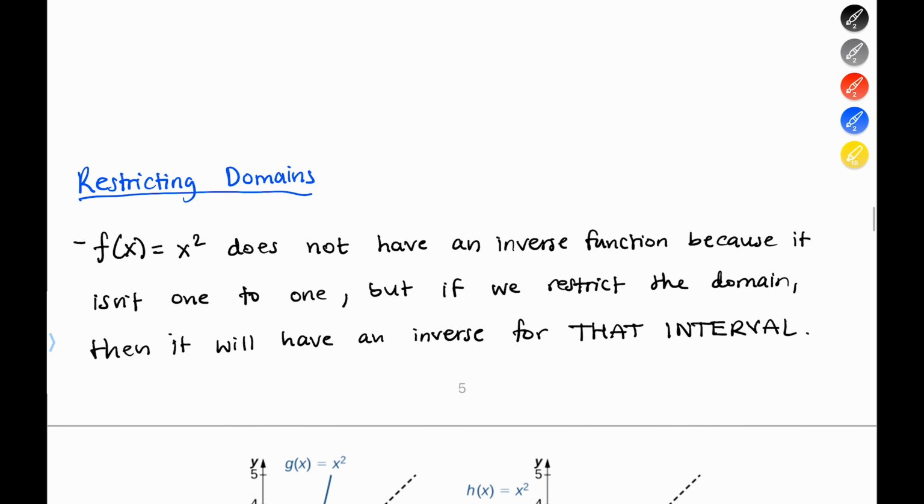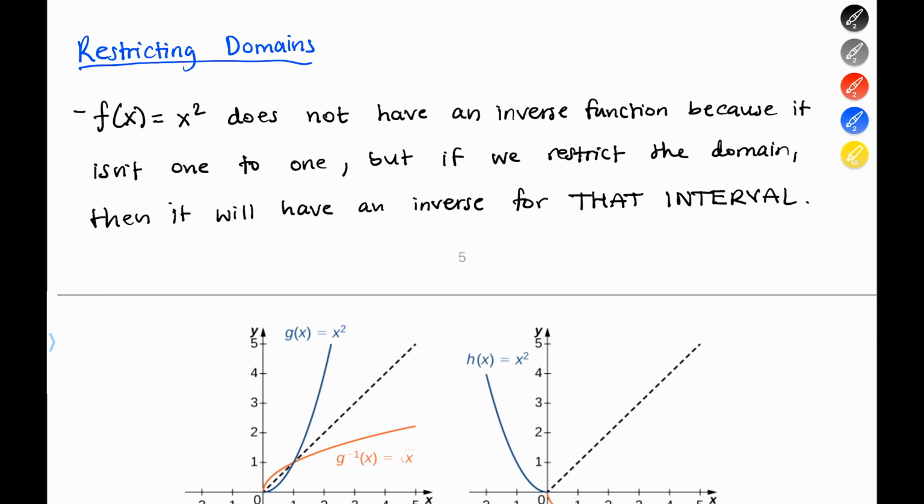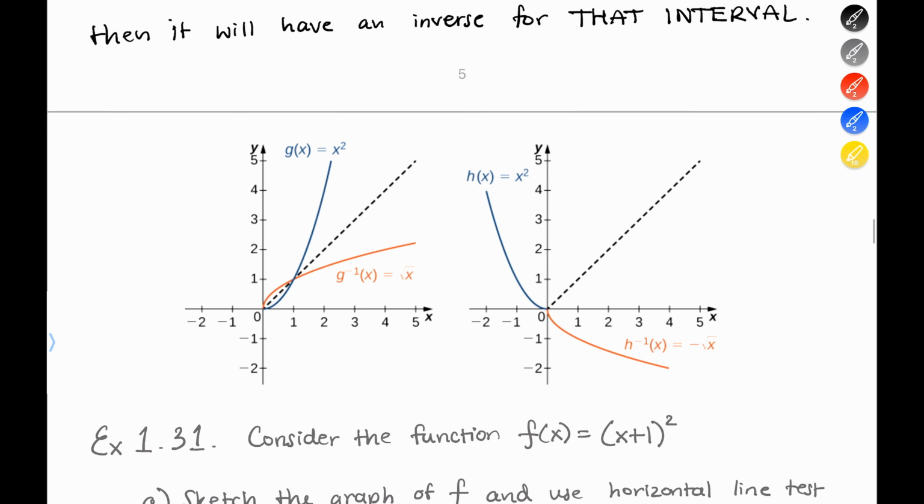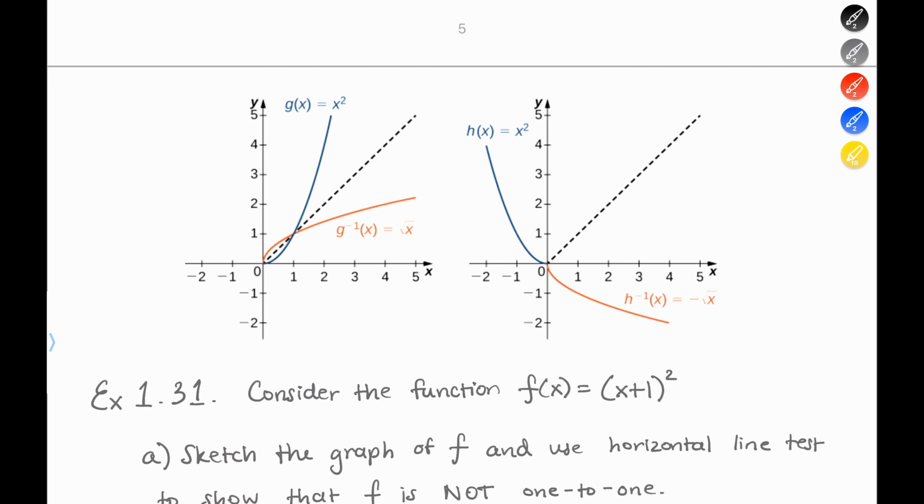Now we're going to look at restricting domains. So the function x squared does not have an inverse function because it isn't 1-to-1. But if we restrict the domain, then it will have an inverse for that interval. So taking a look at these two graphs, we could see that out of this whole parabola of x squared, we only took half of that, and this half is 1-to-1, because if we draw horizontal lines, it will only intersect one point. And the same goes for this other half.